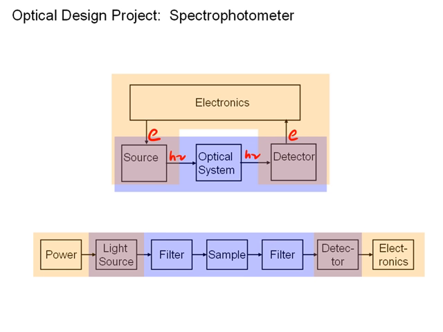Another way to look at the system is right here, where we look at it linearly. That power goes to a light source. The light source is filtered, it goes through a sample, it's filtered again, is detected, and goes to electronics. And again, what we're talking about is electrons here, and photons, h nu, here, here, here, here.